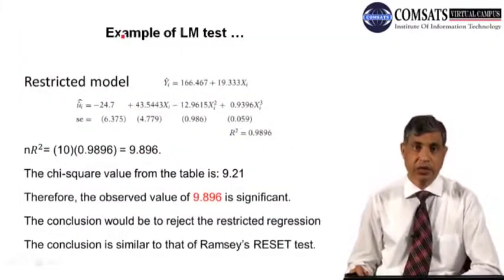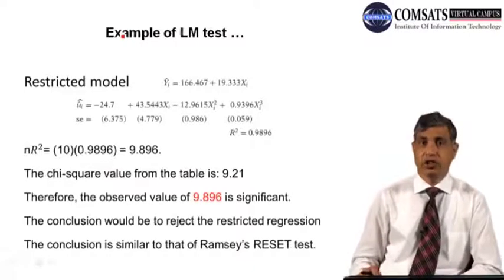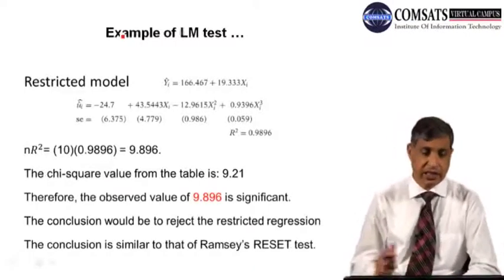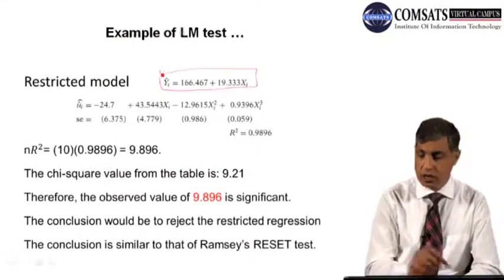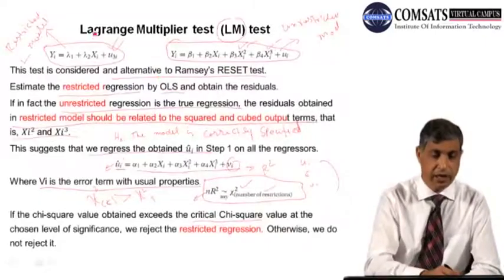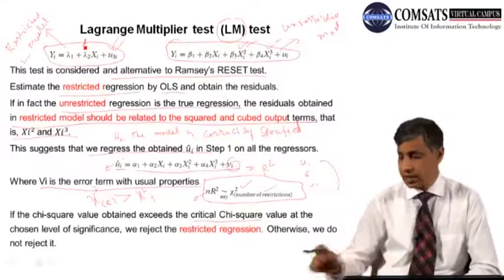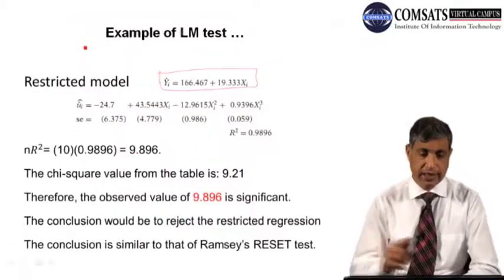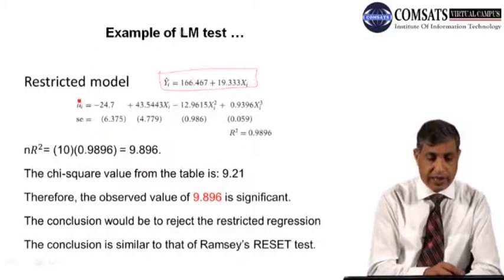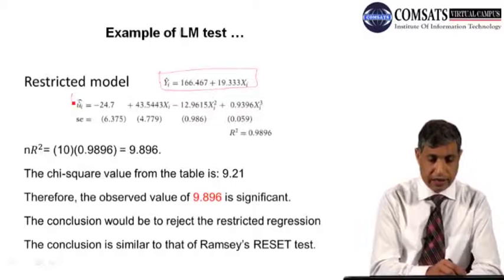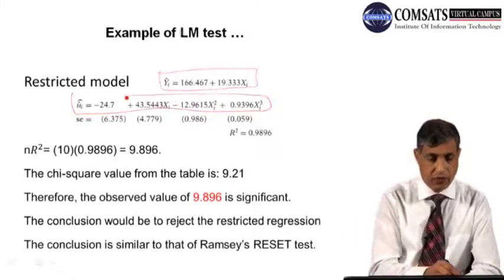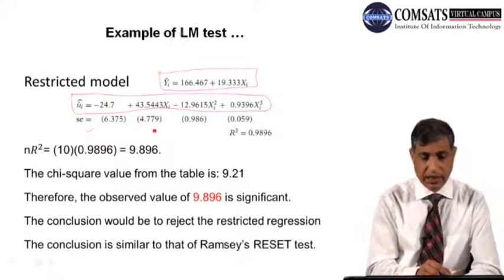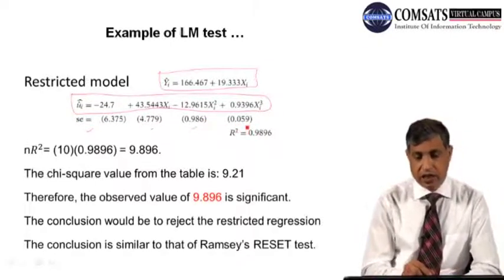Look at the example, as we explained the scenario in the case of the Durbin-Watson statistic. This was our restricted model. Look here, we regressed the residual u-hat as a procedure, and we came up with this regression. This is the standard error in parenthesis, this is the standard error of this, and this is the R square.